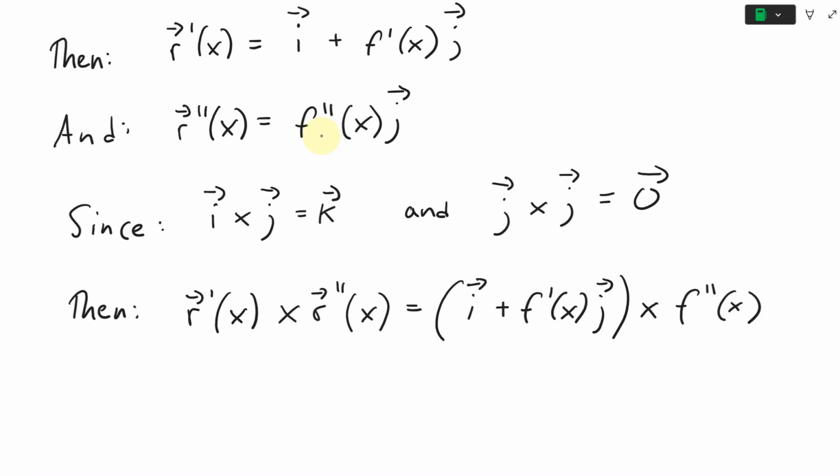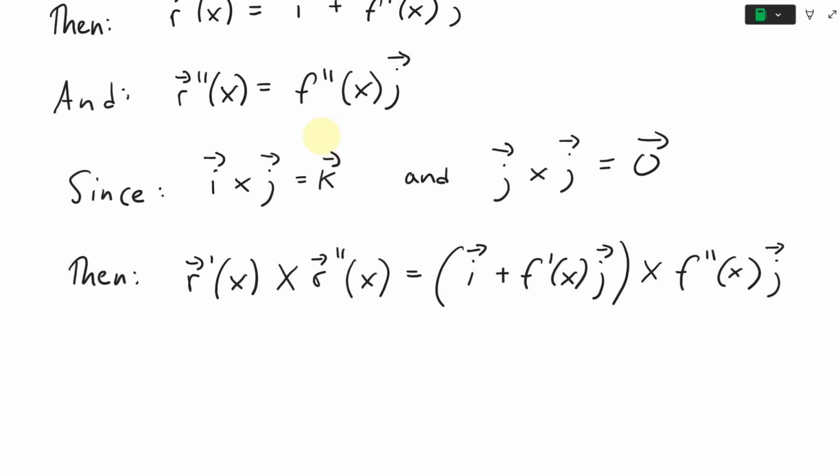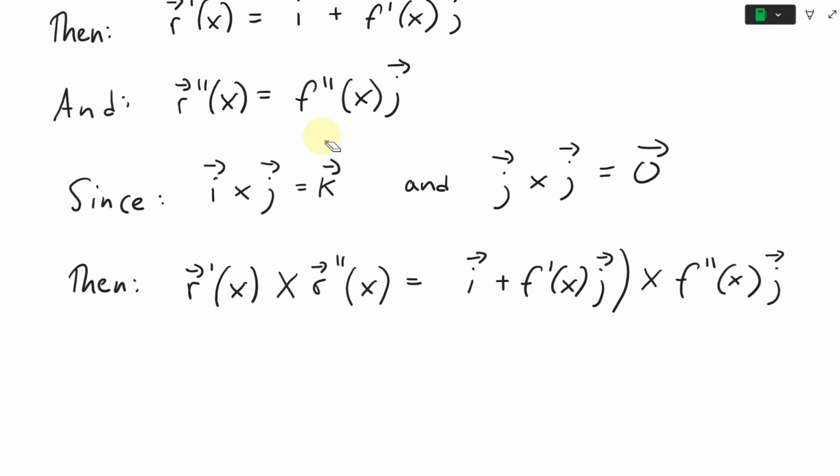And I'll try to make the cross product sign look different from the x, so I'll make it bigger, just because we have an x already. Okay, one more try. All right, perfect. And then this f double prime of x, and this is j. So again, it's a vector with no x component, or the x component is 0.